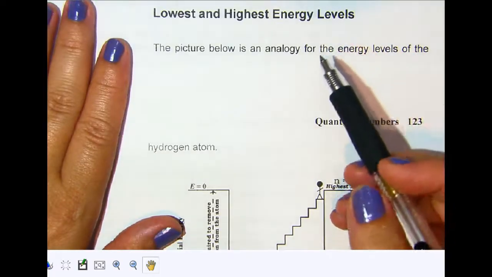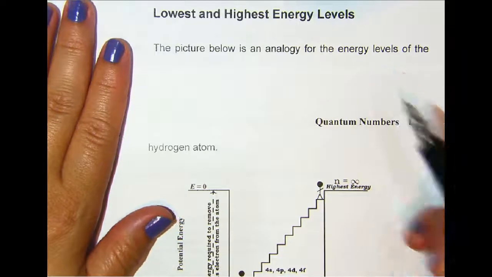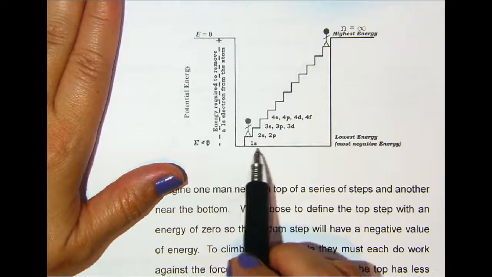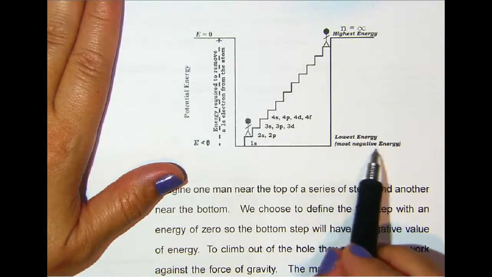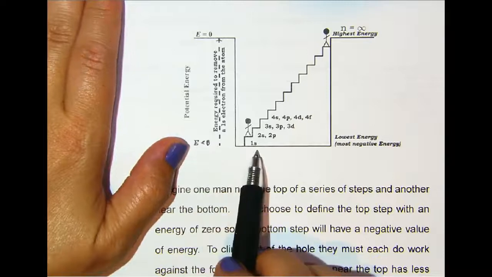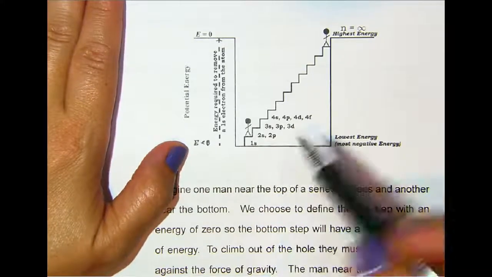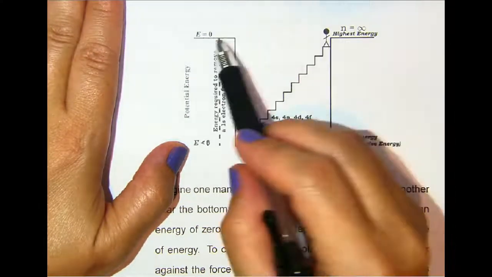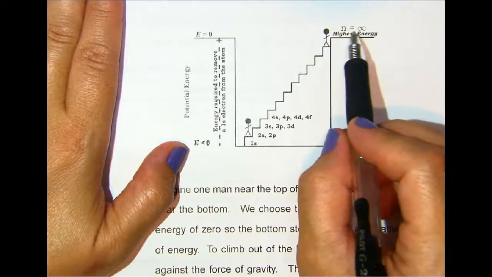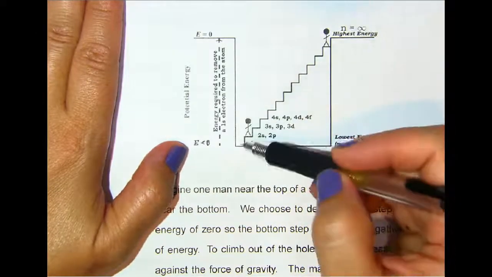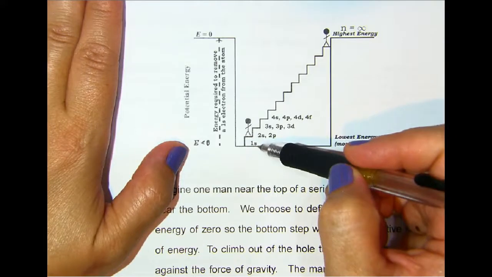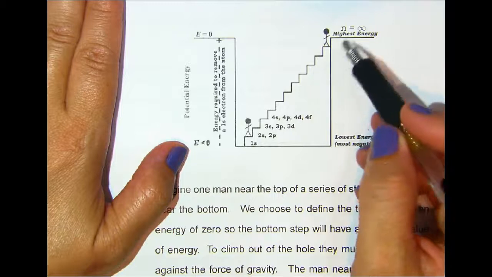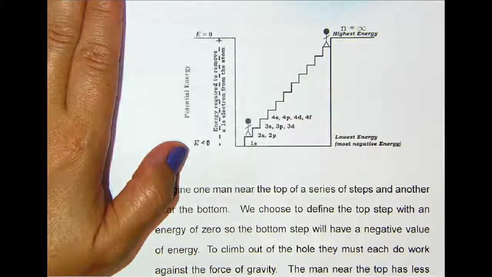Lowest and highest energy levels. The picture below is an analogy for the energy levels of the hydrogen atom. Whenever you have the electrons closest to the nucleus, they have the most negative energy, energy less than 0. They have the lowest amount of energy. And as you work your way up, away from the nucleus of the atom, you work your way to having energy 0, which is the highest energy. It's infinitely away from the nucleus. So the most negative energy is possessed by the 1s orbital, and then it becomes even less negative as you move up towards the highest energy, which is energy equal to 0.